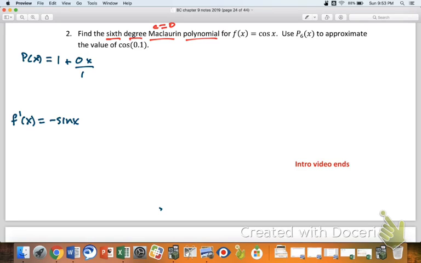Okay, so I'm looking for 6th degree. So far I've gotten up to 1st degree. To find the next one, of course, I need to find my second derivative. So f double prime of x is equal to negative cosine of x. Therefore, f double prime of 0 will equal negative 1. So this is going to be minus 1x squared over 2 factorial.